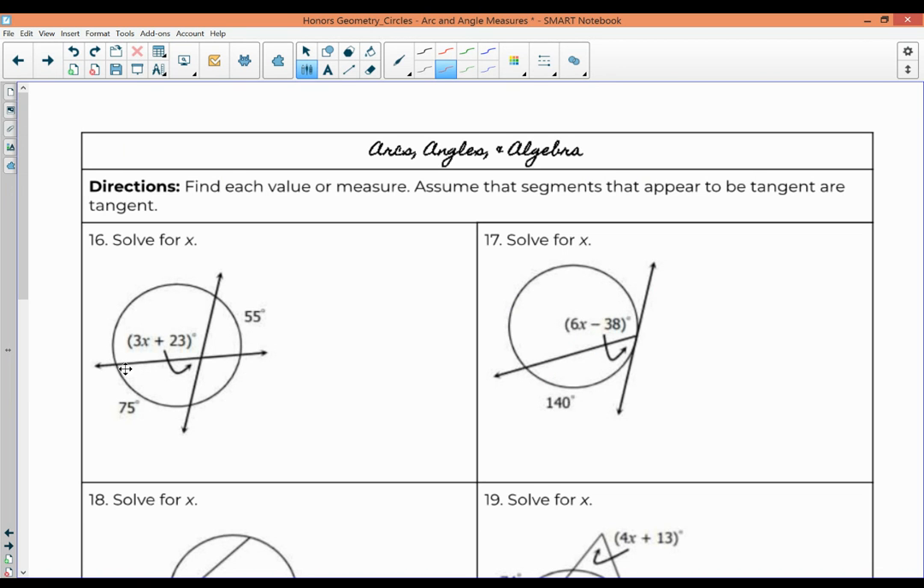All right, then we just have a couple problems that involve algebra. Maybe you'll think this is easier, maybe you'll think this is trickier. Still the same concept. With the intersection, we need to determine whether they're interior, on the circle, or exterior first, so we can set up the problem appropriately. So here we go. The directions state to find each value or measure and assume that segments that appear to be tangent are tangent. All right, so number 16, looks like we have an intersection in the circle.